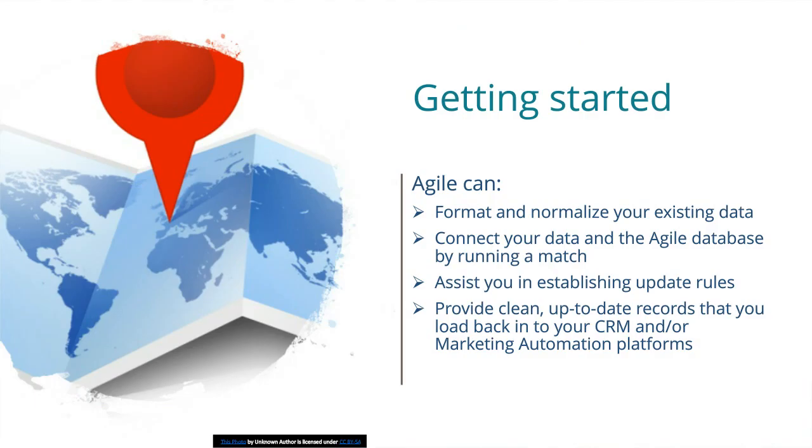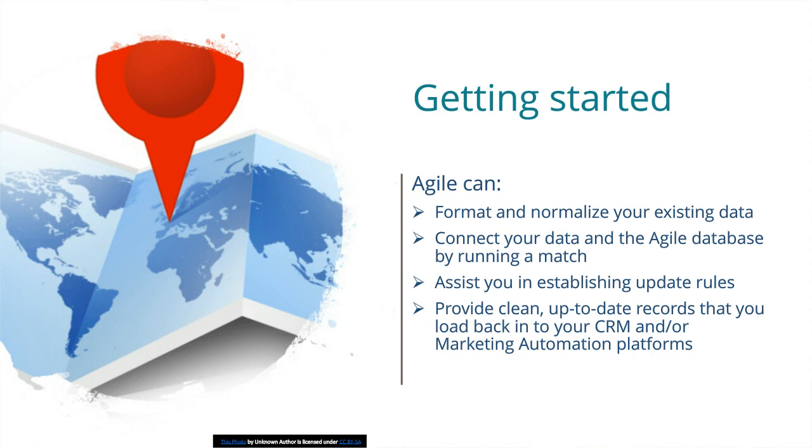So in order to help you get started, Agile can help format and normalize your existing data. An example of this includes having the state name appended to the account name field. So it would say Boulder Valley School District - Colorado. Agile can separate the name and the state into two different fields, allowing for better reporting and easier searching. Next, we can connect your data and the Agile database by running a match. This will enable you to augment your existing data.